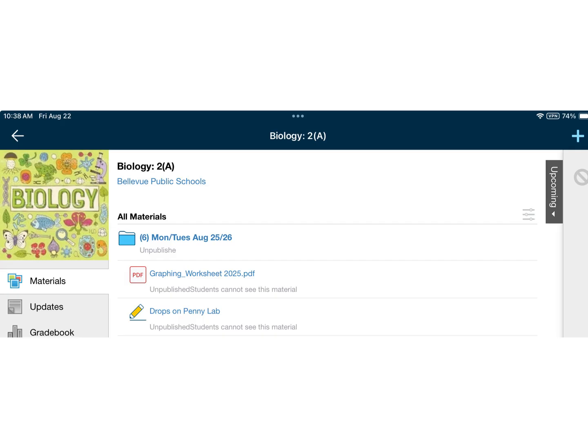I've got two things for you to work on today. One is going to be the graphing worksheet 2025. You're going to just do a front side. It's just two graphing problems to kind of work on remembering how to graph. And the other thing is going to be the drops on a penny lab.